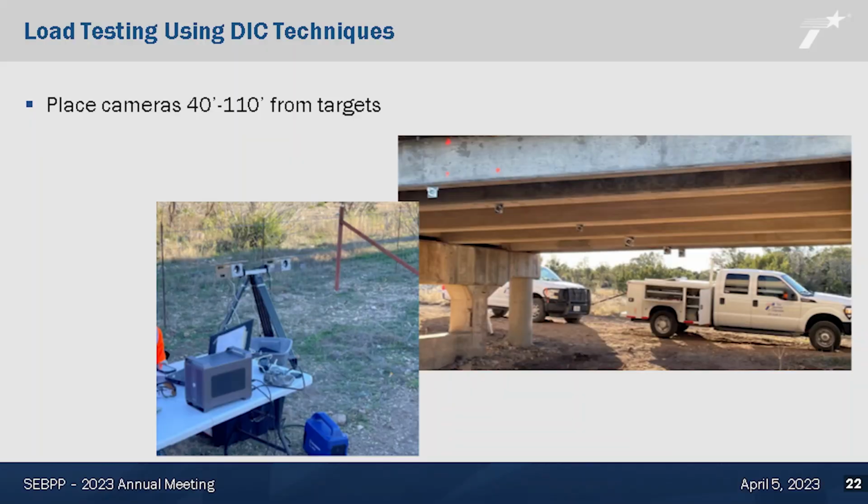One of the things about digital image correlation, we need to keep our cameras 40 to 110 feet from the targets, and they need to be about level with the targets as much as possible, so that the triangulation between the two cameras can pick up the really fine small displacements.